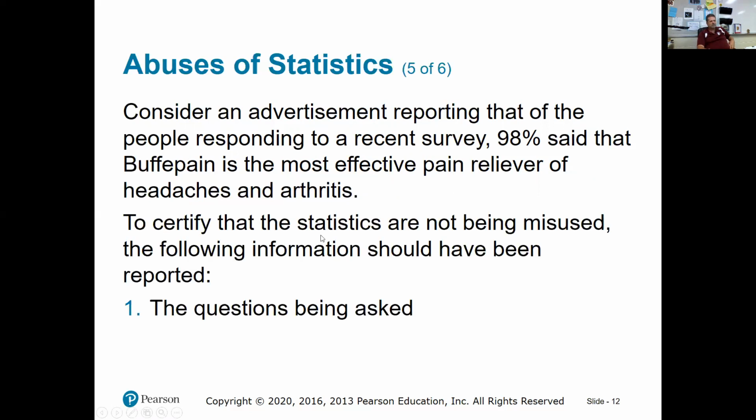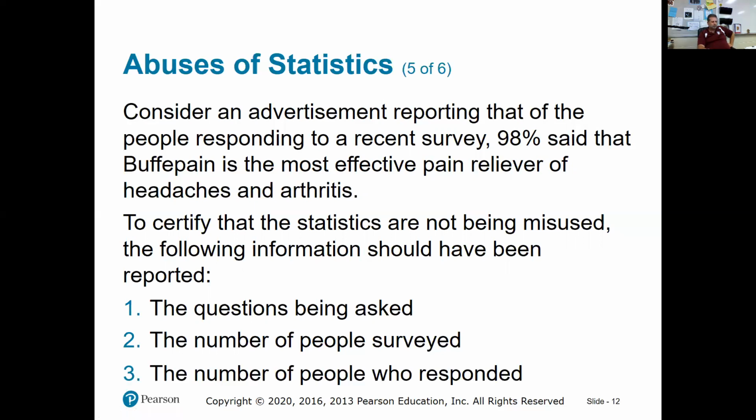To certify that statistics are not being misused, the following information should be reported. The questions being asked are important, okay? They ought to be to the point and good for that survey. The number of people surveyed should be proportional to the bigger group. You're not going to be able to survey everybody, but you want to get a good size.